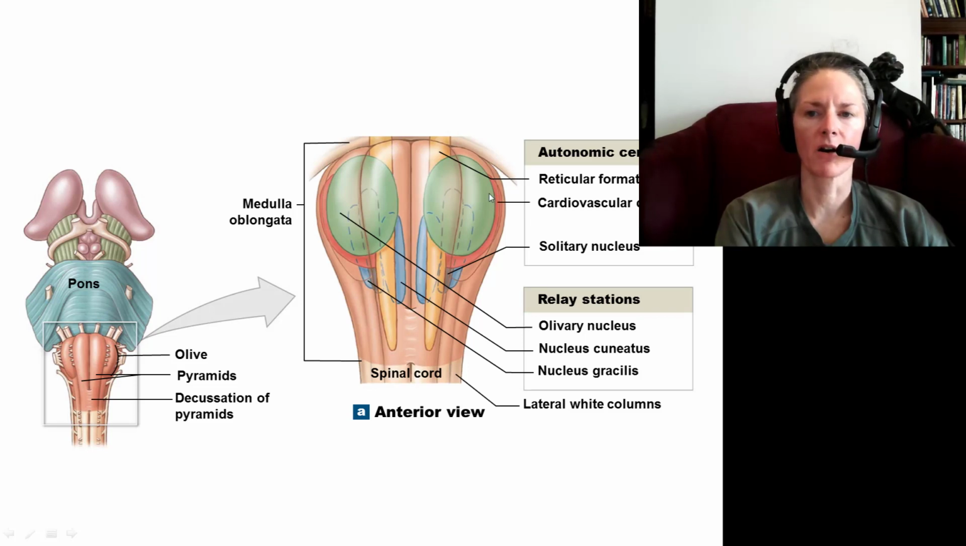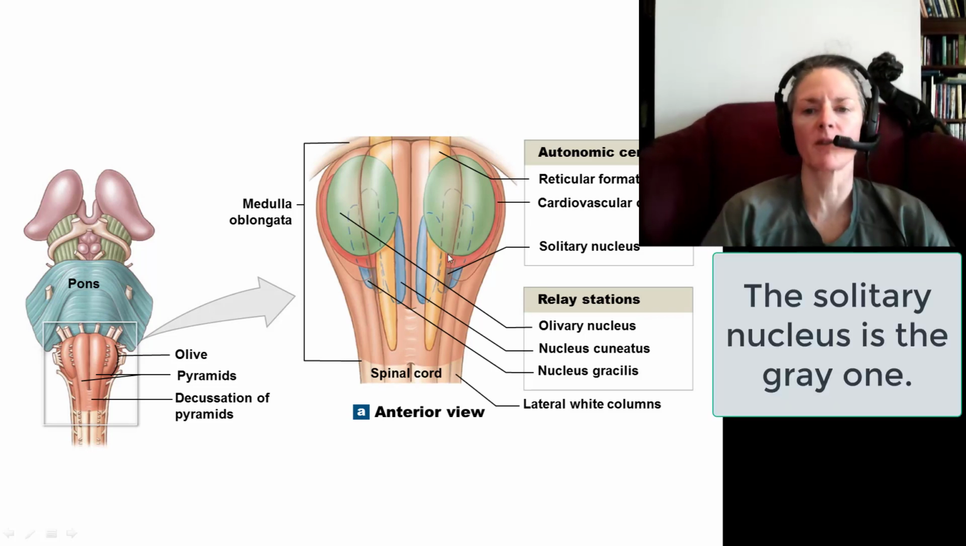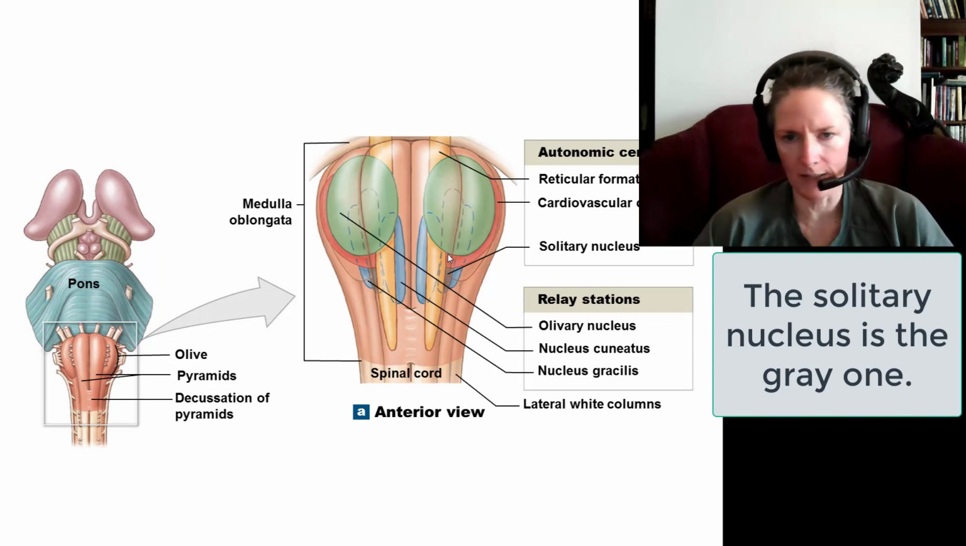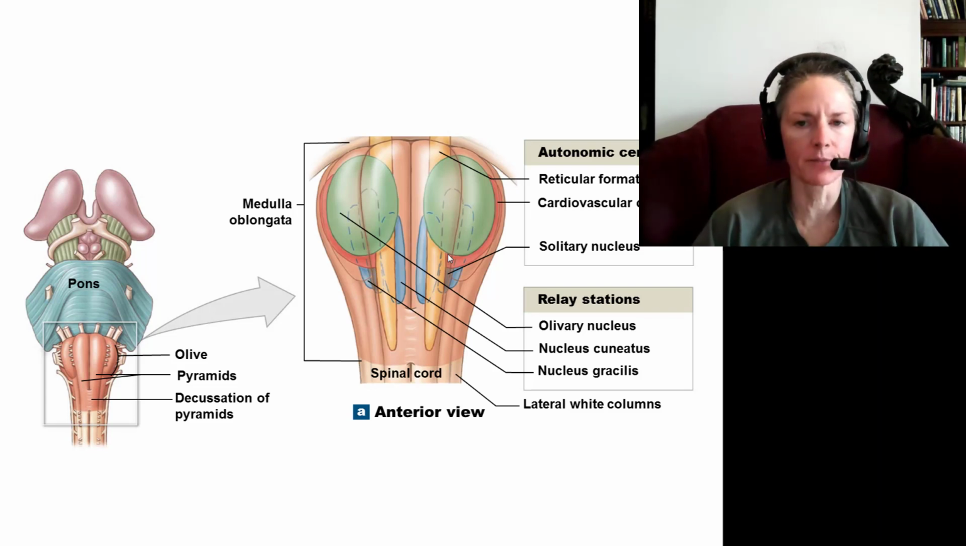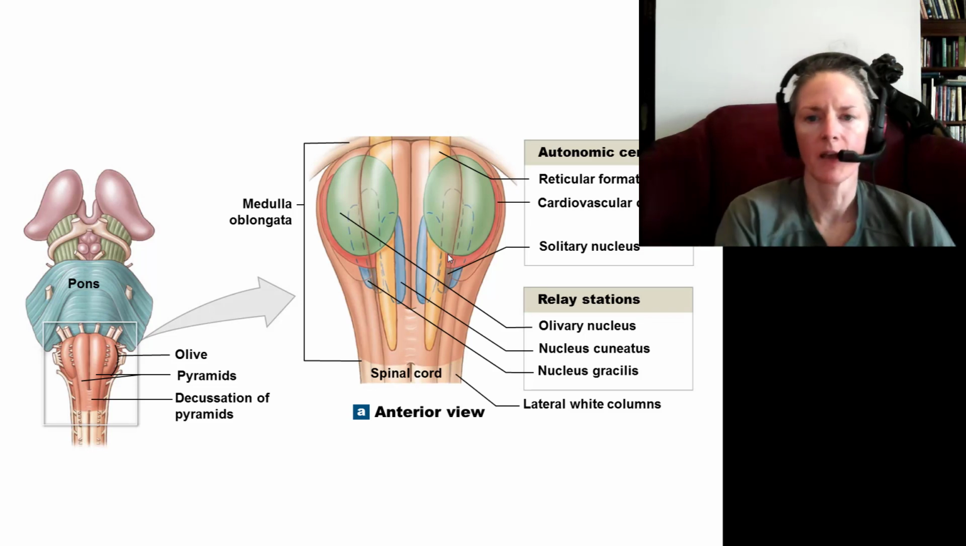Behind that, we have our cardiovascular centers, which comprise both our cardiac center as well as our vasomotor center, which we've already talked about previously. We've got our solitary nucleus. That is going to be receiving information that's going to be ascending up the spinal cord. That's going to be receiving information from our viscera. So from visceral organs like the heart, the respiratory system, the GI tract, and so forth.